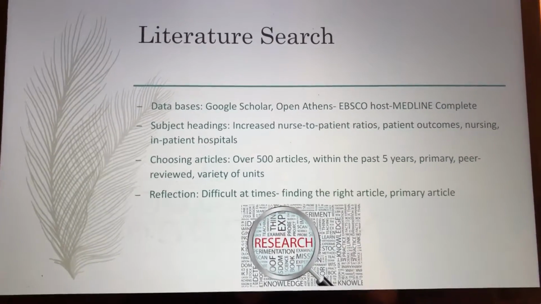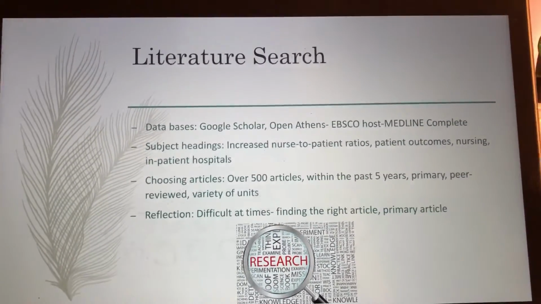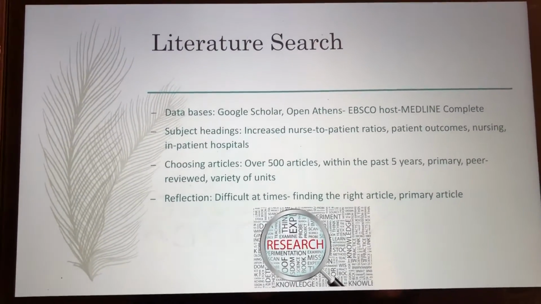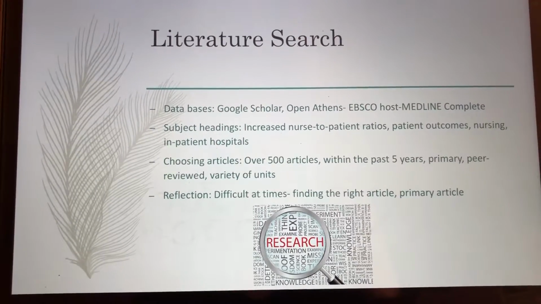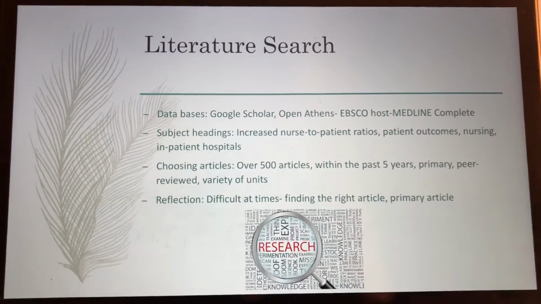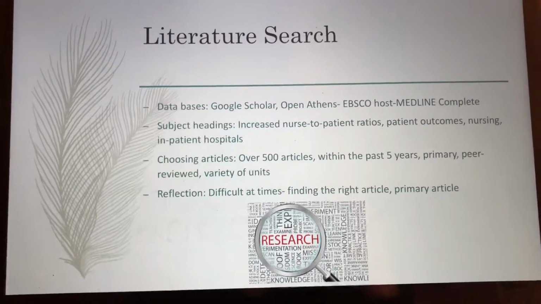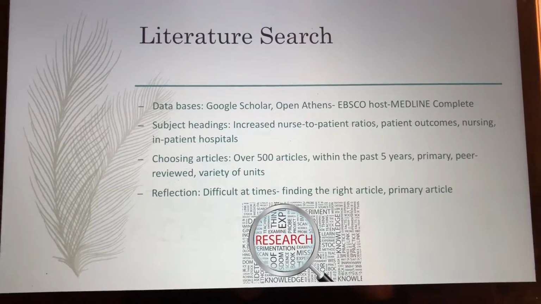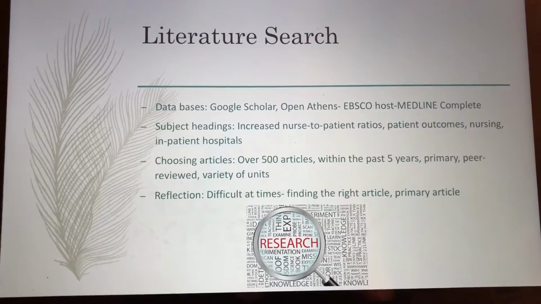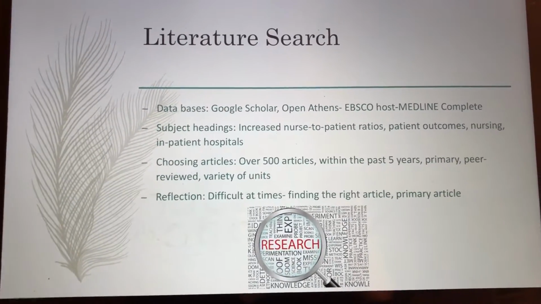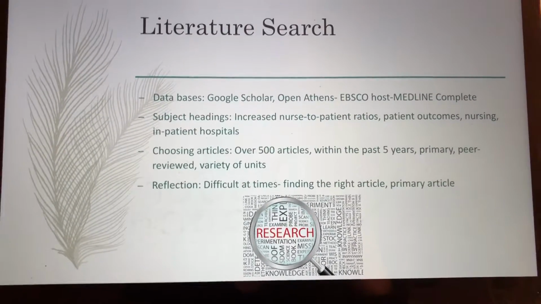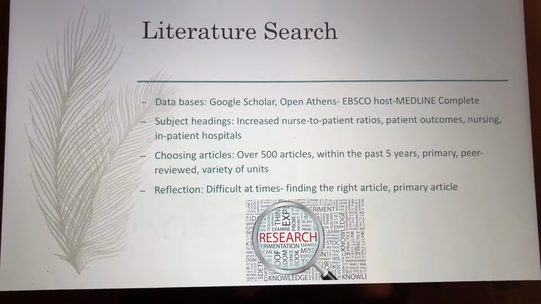And with mine, I decided to do it on a variety of units. I didn't just choose to pick like all units. I did really like any unit that was inpatient. So finding articles can be difficult at times when you're trying to find the right article and trying to make sure that it's primary, but with adequate time, I was able to do it. Sometimes I had a little bit of trouble just trying to make sure that it was a primary article, make sure that it was relevant, and that it was going to help my research. But aside from that, I didn't have too difficult of a time.